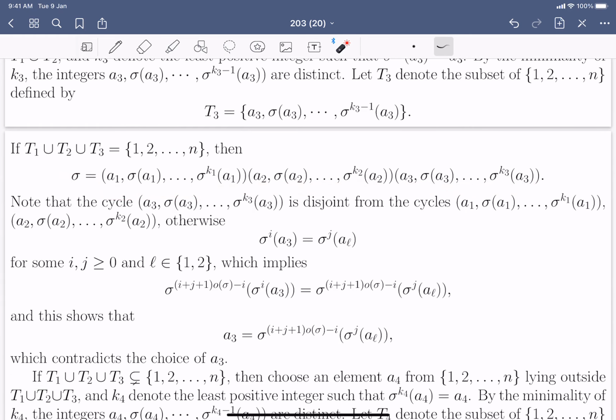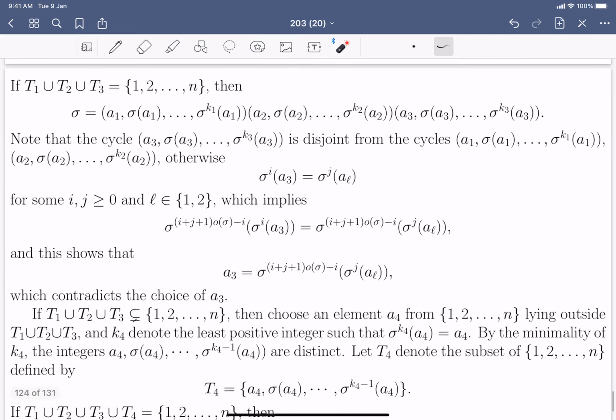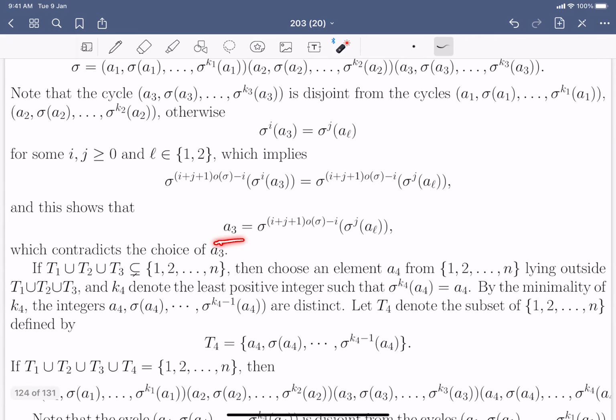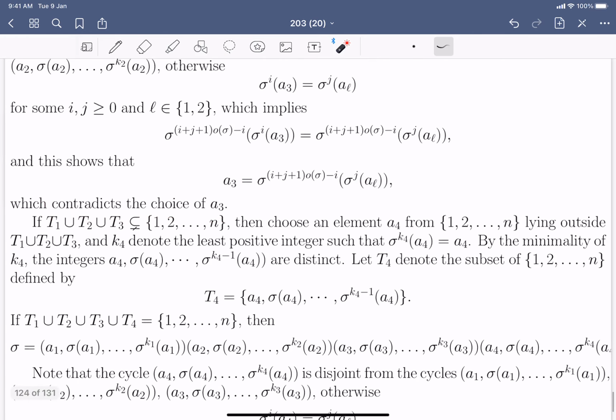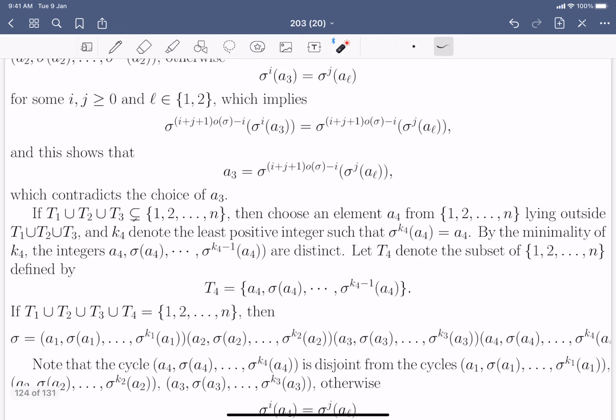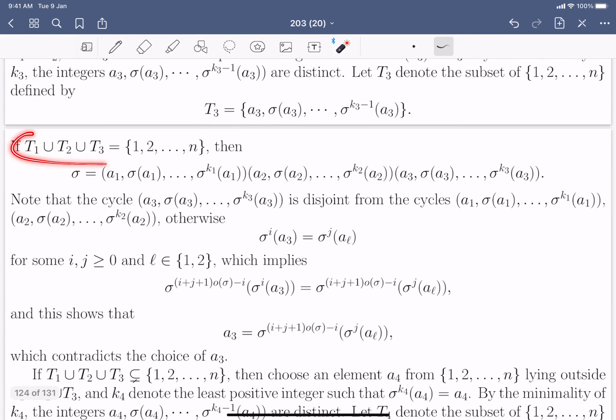And it is also easy to see that this cycle is disjoint from the first two cycles that you have already considered, okay. If that is not the case, then sigma raised to i applied to a3 will be sigma raised to j applied to maybe a1 or maybe al, okay. So here l belongs to 1, 2, and again in that case one can check that a3 can be obtained from al by applying some power of sigma, and there is a contradiction to the choice of a3. Okay, great. And so we are done in this situation.